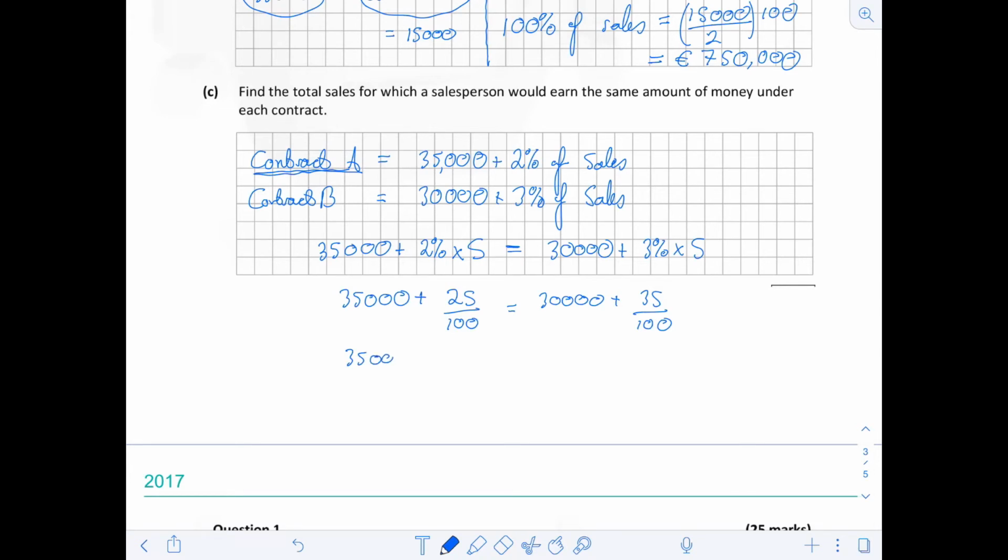So 35,123 minus 30,000 must equal 3S over 100 minus 2S over 100. So S over 100 will equal 5,000. And that's an S, by the way, not a 5. Maybe I should make those a bit clearer for you. Maybe if I make them in red or something. So that's an S. That's an S. That's an S. That's an S. And that's an S. Okay.